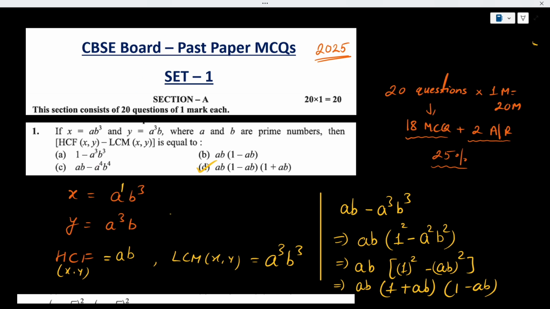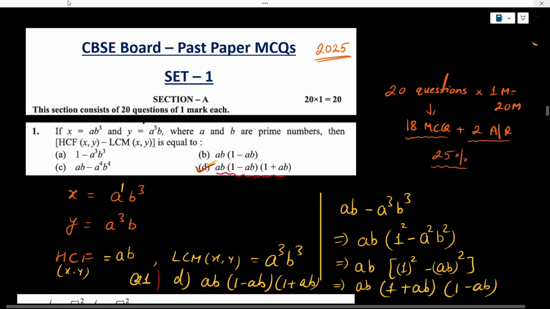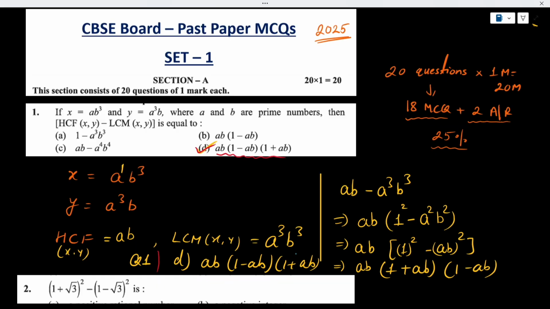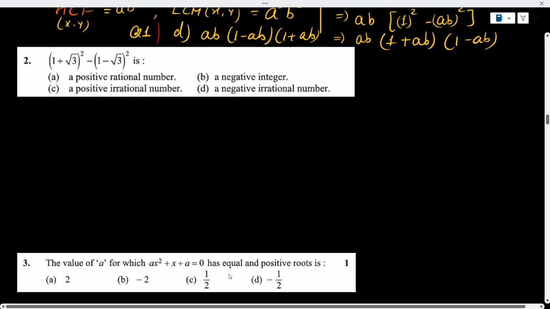In your answer sheet, you will just write question number 1, then D, and the answer ab times 1 minus ab times 1 plus ab. Make sure your option number, D, matches with the answer, and the question number goes on the left side of the margin. Let us go for the next question now. Our first question was based on real numbers, the first chapter. Now let us take the second question. What is there in the second question?